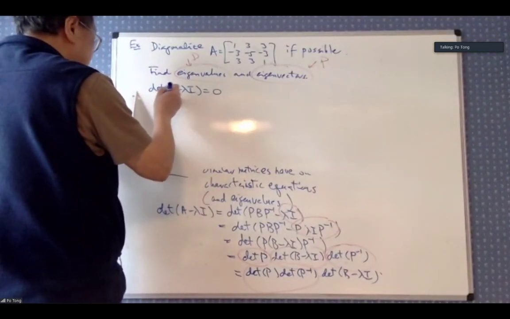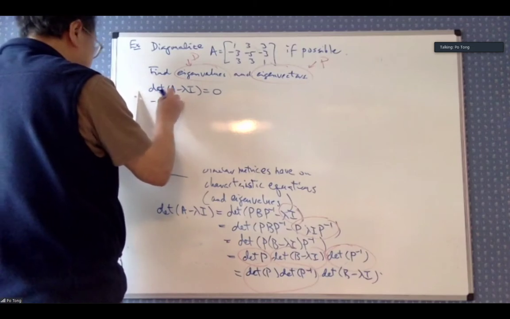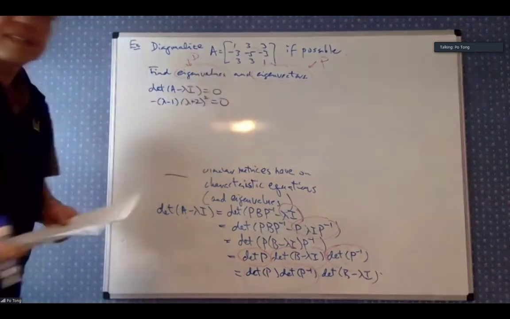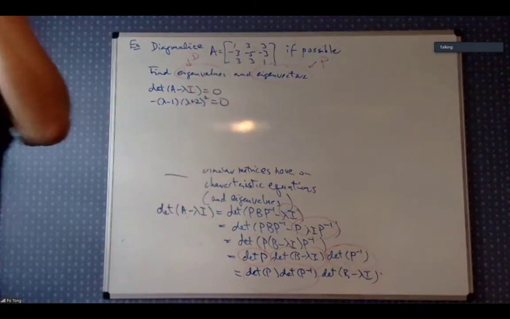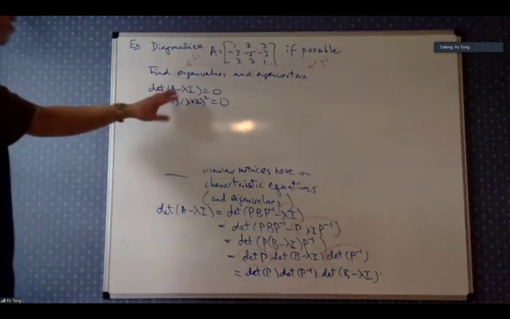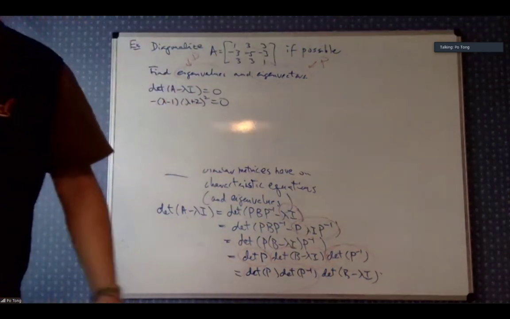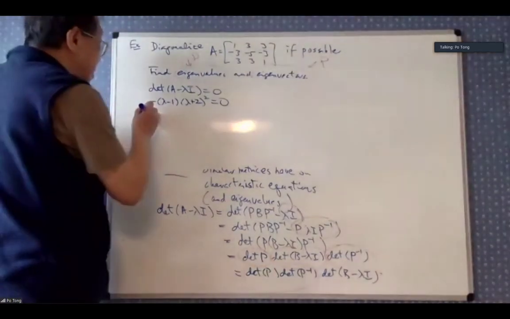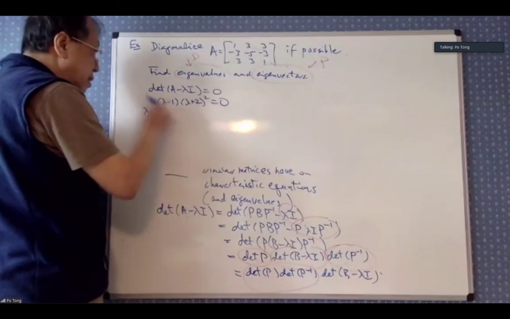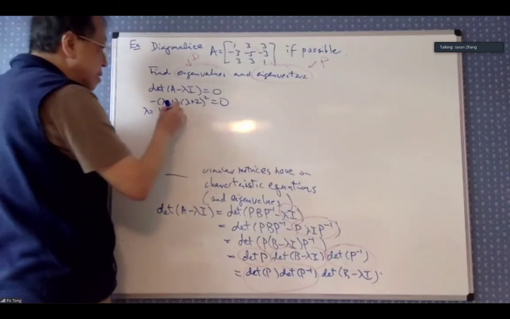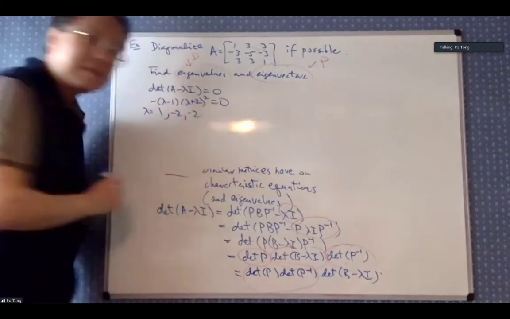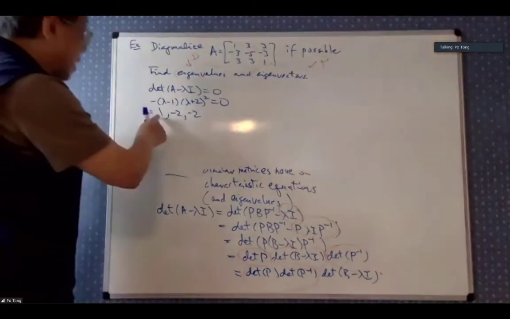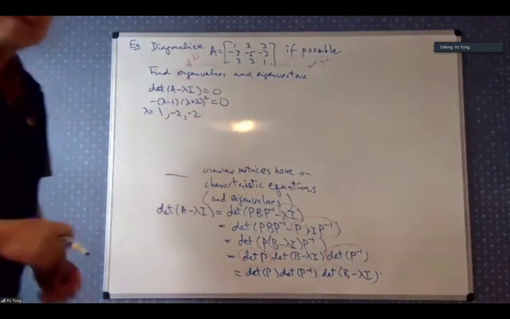So this will be negative lambda minus 1, lambda plus 2 squared equal to 0. It's a cubic, it's ugly. Cubics are sometimes difficult to factorize, but in this case you can do it. So what do we end up with? Lambda is equal to 1 and negative 2 twice. So the algebraic multiplicity of this one is 1 and this one is 2.